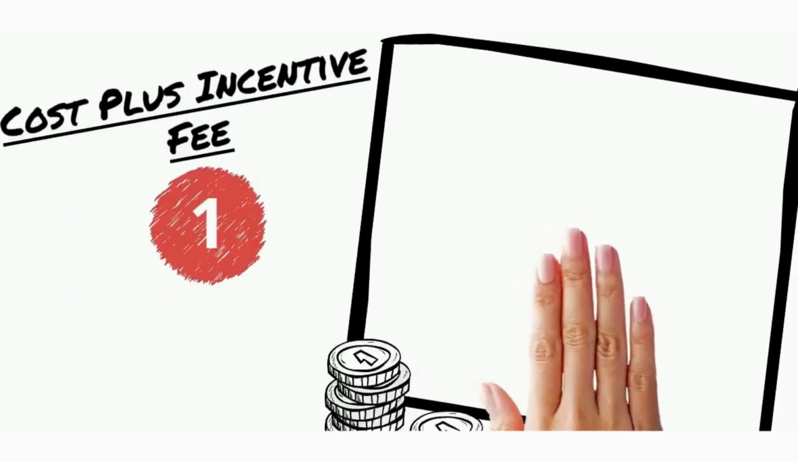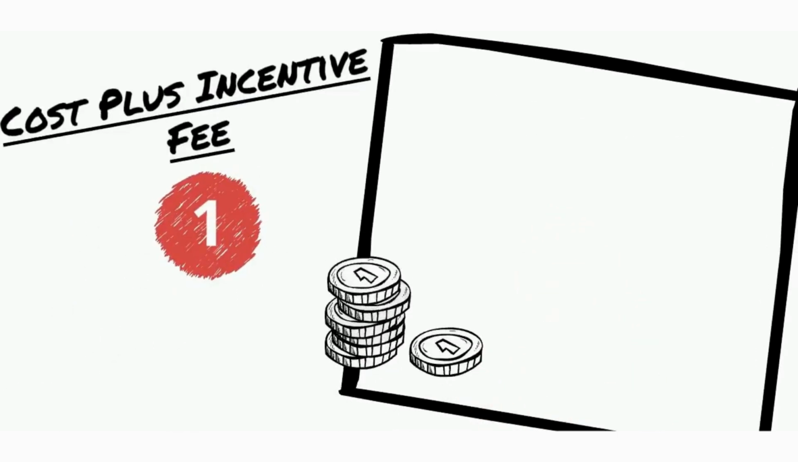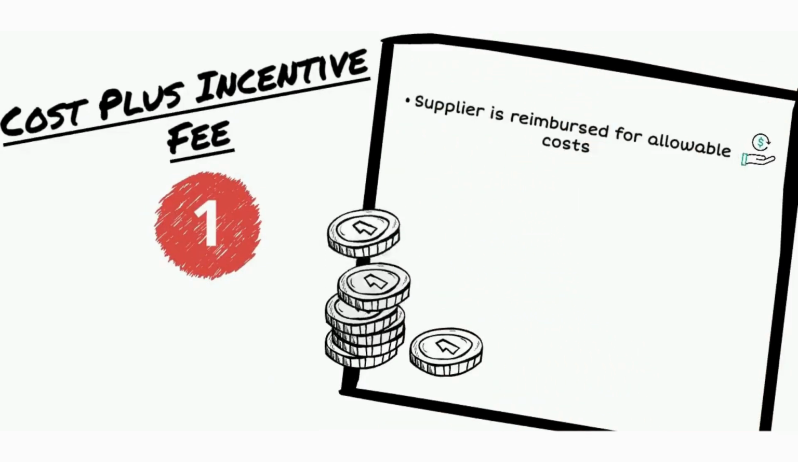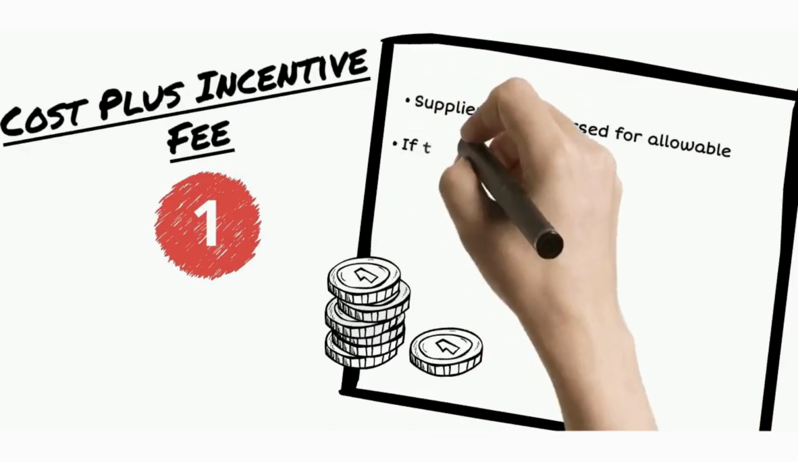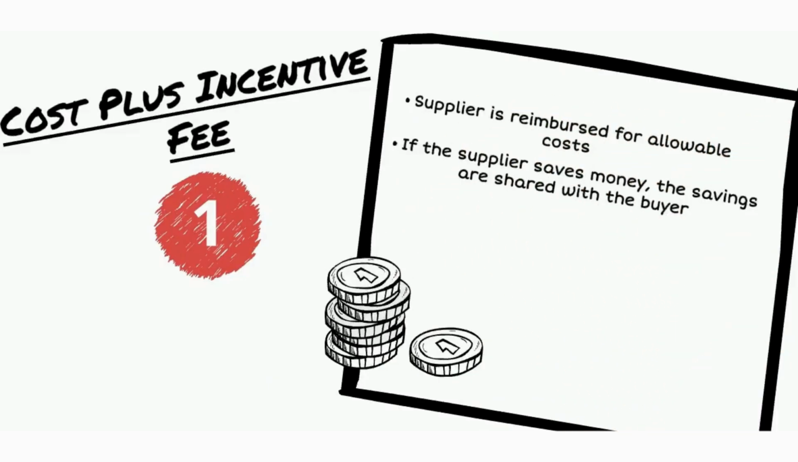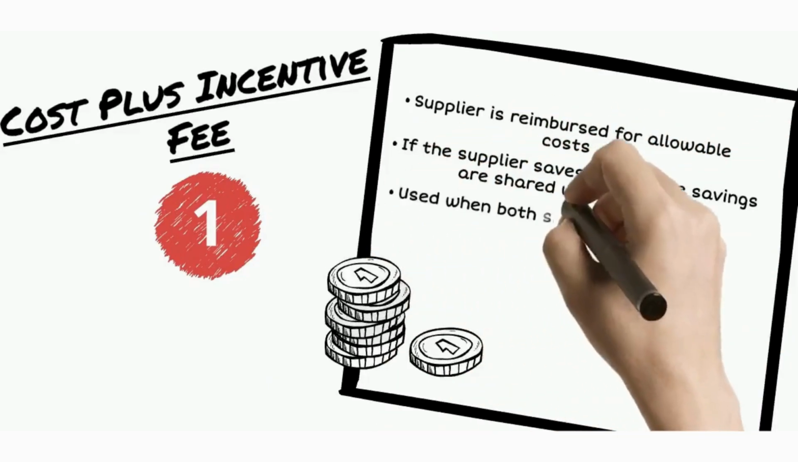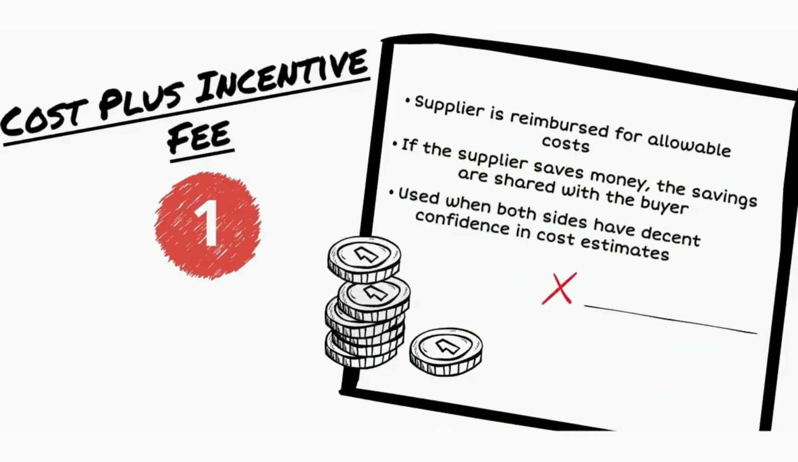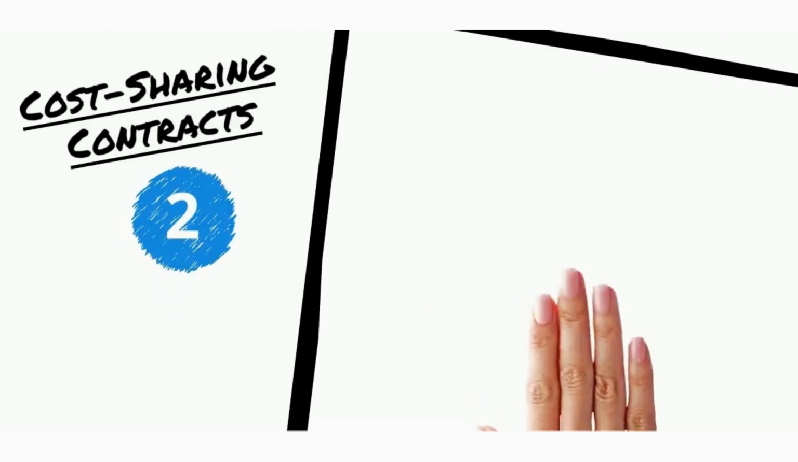The first type is cost plus incentive fee. The supplier is reimbursed for all incurred costs. And if the supplier saves money in the process, the savings are shared between the buyer and the supplier. This type is mostly used when prices are predictable and both sides have decent confidence in their ability to estimate the cost.